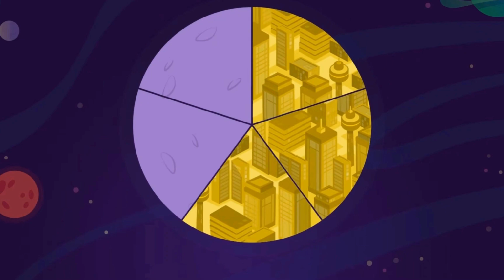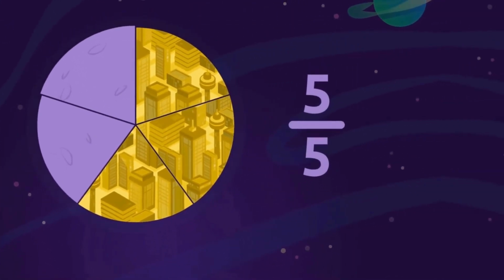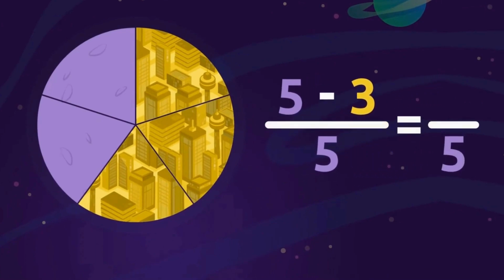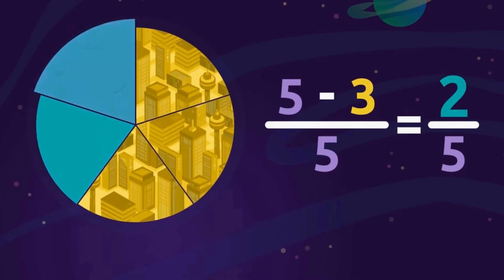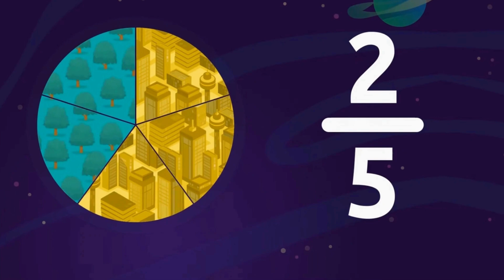To find the solution, we'll need to subtract the fractions. 5/5 minus 3/5. To work out the answer, first we leave the same denominator. In this case, it's number 5. And then we subtract the numerators. In this case, 5 minus 3, which equals 2. The result is that 2 parts of LearnTurn planet are covered with woods. That is to say, 2/5.